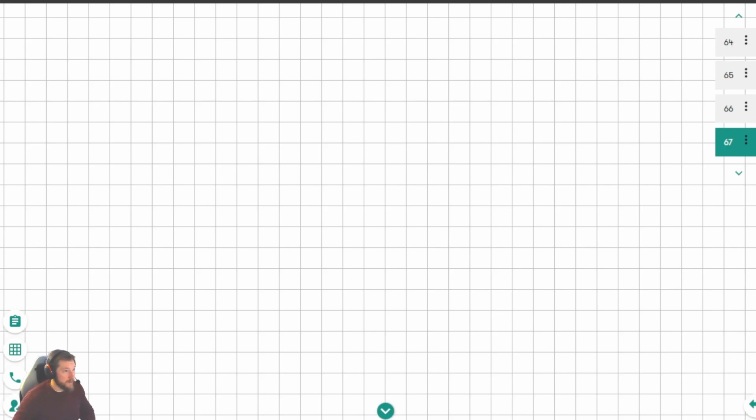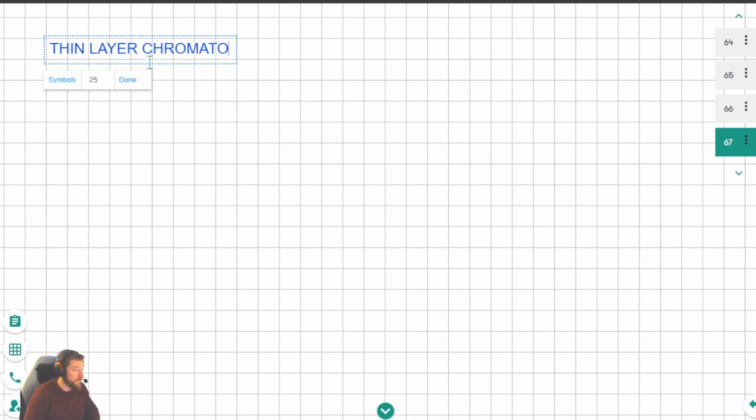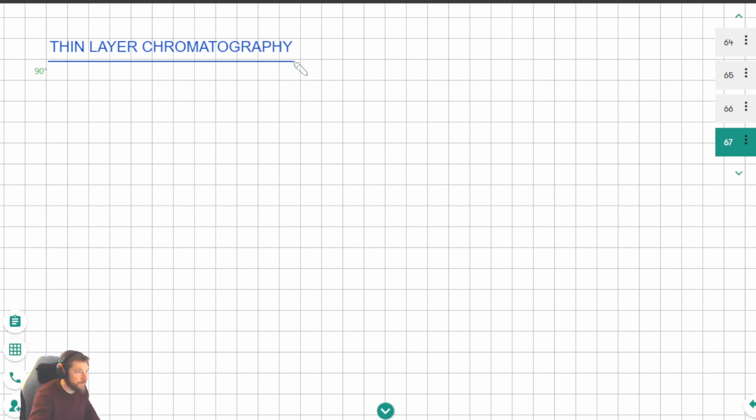So we are talking about thin layer chromatography, also known as TLC. And it can be used to identify unknown amino acids. We've seen before in other areas of chemistry when we've studied it, the use of chromatography in order to identify unknown compounds by comparing them to a reference compound, and we can do that here with thin layer chromatography.